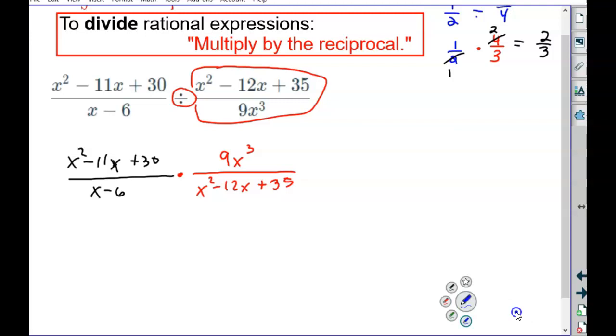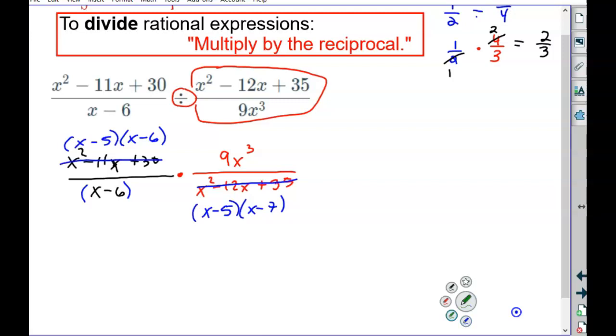All right, so let's factor this top. You should have got x minus 5 times x minus 6, and you can write those in any order, it doesn't matter. The bottom is already factored. We're going to leave that as x minus 6. The top is factored already. And then the bottom here, we get x minus 5 times x minus 7. And then I just cross off the ones that I already used.